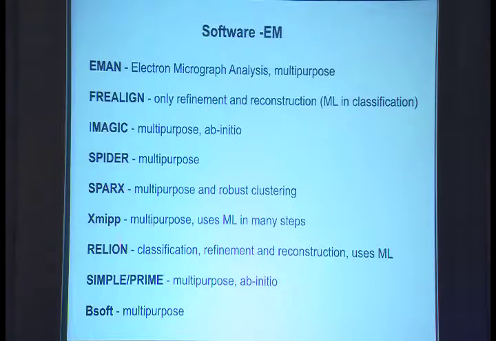And then you have XMIPP and RELION. These both use a lot of maximum likelihood because Scheres wrote both of these. And then you have SIMPLE and PRIME, where you just give images and the pixel size, and apparently it can give you a good structure. And then BSoft. So one important thing to realize is that you need to know at least one or two of these programs, because no one of these programs is going to give you satisfactory results. So it's always good to have an idea of how different programs work, and then you can just switch between programs and try.